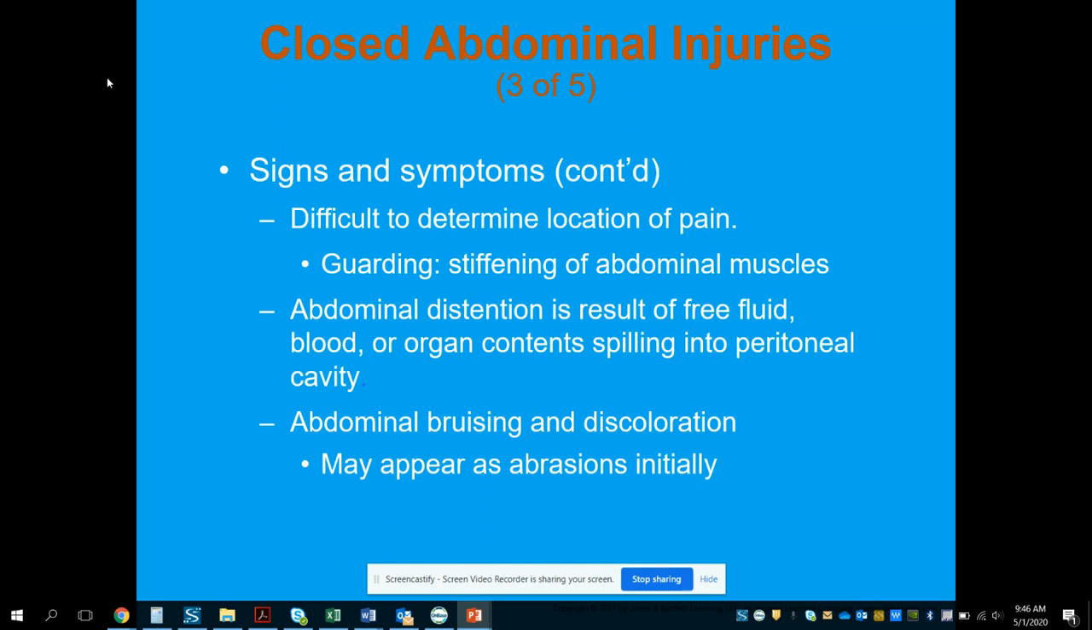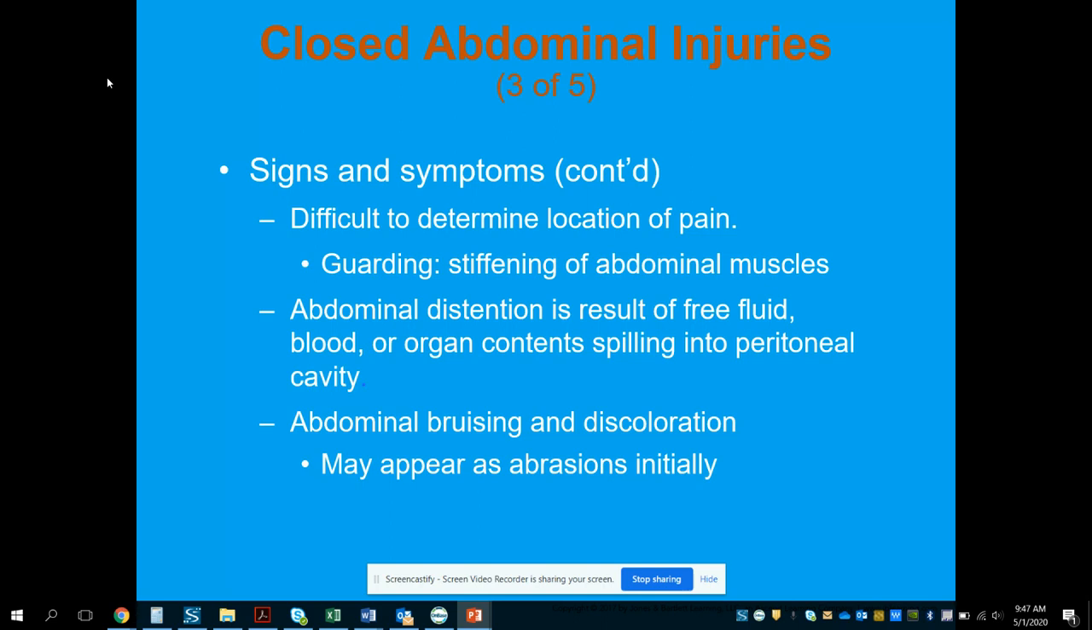It's difficult to determine the location of the pain sometimes, so we're looking for guarding, which is stiffening of the abdominal muscles, and we want to try to get a good feel without guarding. So that's the purpose of starting away from the pain. So if they're having pain in one quadrant, we want to touch that area last in the hopes that they would not have those muscles as stiff after they've gotten used to you palpating the other areas and give you a better feel for what's really happening.